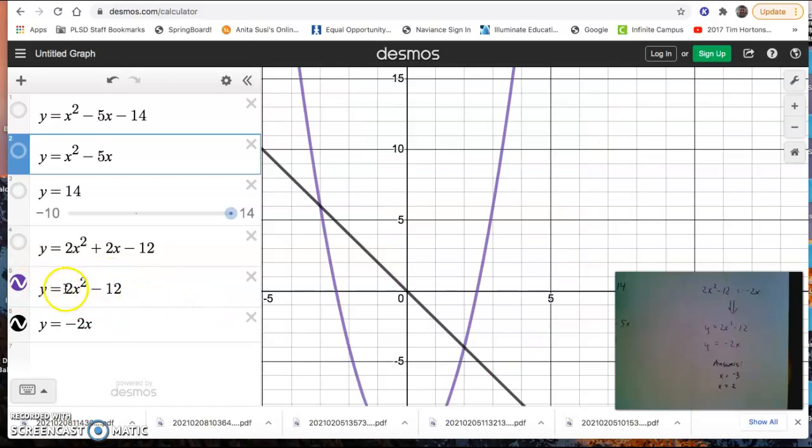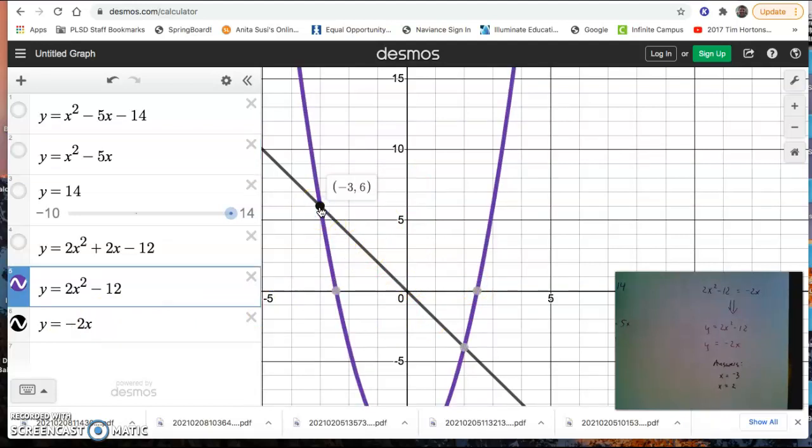Okay, so you see that I've already activated 2x squared minus 12 and negative 2x, so their graphs are on the screen. Here's one of the intersection points at x equals negative 3. Here's another intersection point at x equals positive 2. I'm looking for the x values. And those are the answers to the equation that you get no matter what method you choose. By the way, don't pay attention to the y values in a case like this. We only care about the x values.